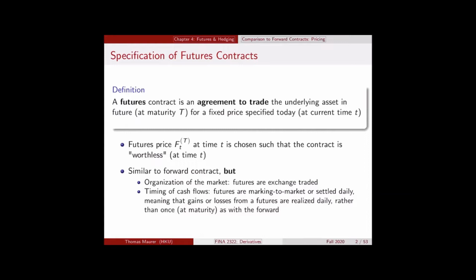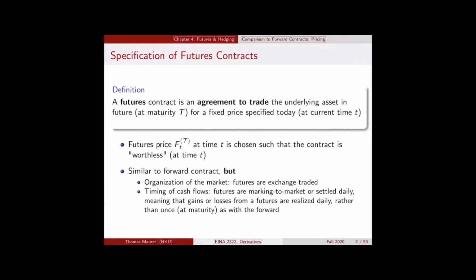The differences between futures contracts and forward contracts are, on one side, the organization of the market. So futures are traded on exchanges, while forwards are traded over the counter. And the second crucial difference is the timing of the cash flow. So you remember with forward contracts, you were waiting until the very end of the contract, so until the maturity date, and then payoffs between long and short positions are made.